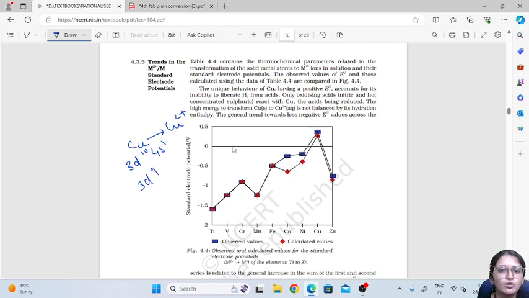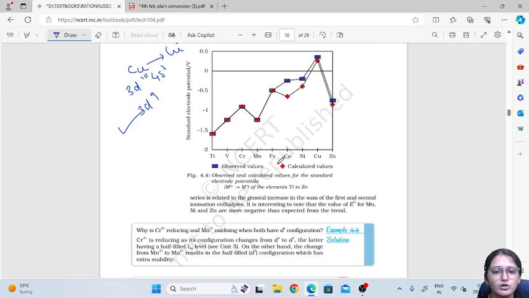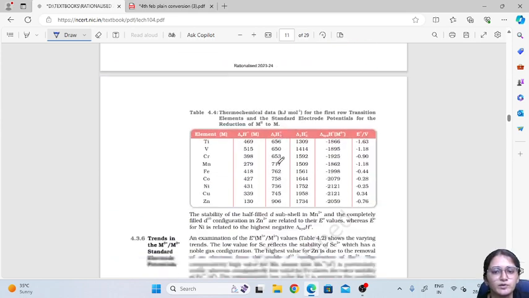So here when you remove this electron from the d orbital, it's not so easy. There is very high energy required to remove the second electron from the d orbital. So that's why high energy is required to transform copper to copper 2+, and it is not balanced by hydration enthalpy. That's why copper has a very high positive value of electrode potential.